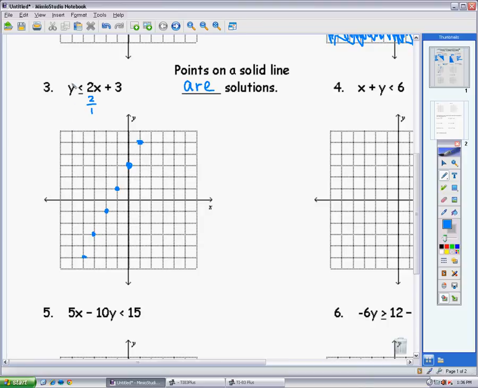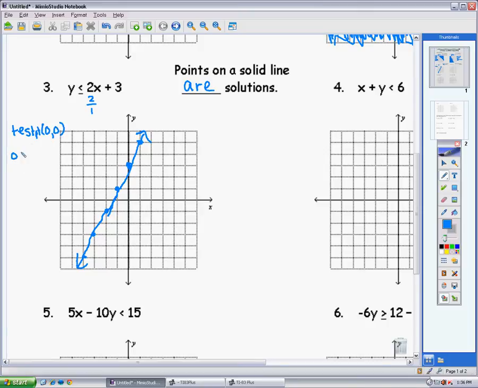And I have a less than or equal to sign, so it will be a solid line. That means all of these points are solutions to the inequalities. That's why it's a solid line. Okay, now I need to use my test point. Test point 0, 0 is good again.